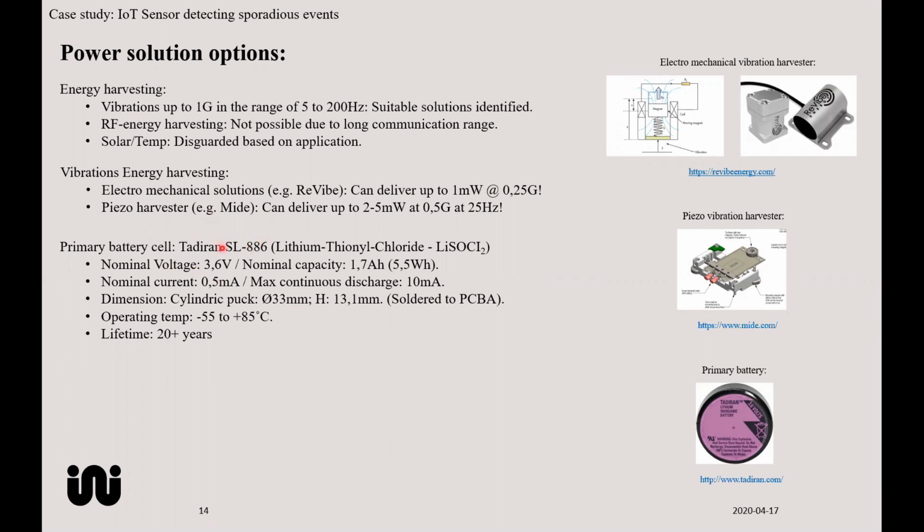This specific model is like 33 millimeter in diameter, which is this one. I hope that you see it in the bottom right corner. It offers a capacity of 5.5 watt hours. One of the disadvantages with this technology or chemistry is that it can't provide very high peak power. So typically 0.5 milliamps, but you could have a max continuous discharge of 10 milliamps.